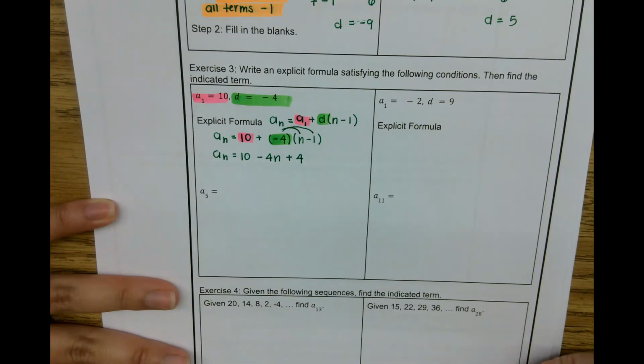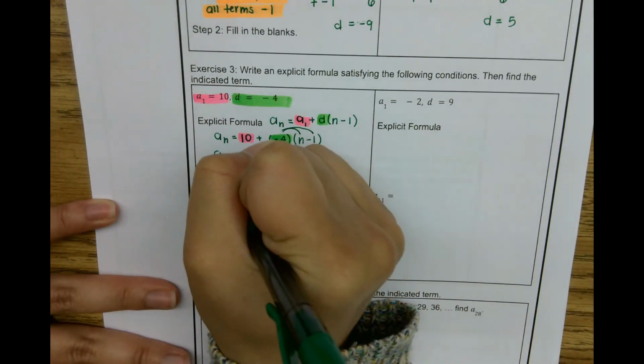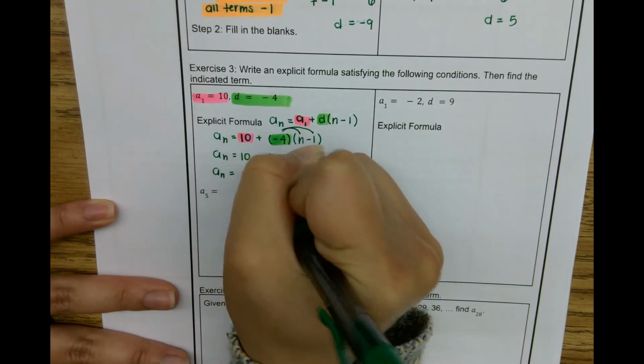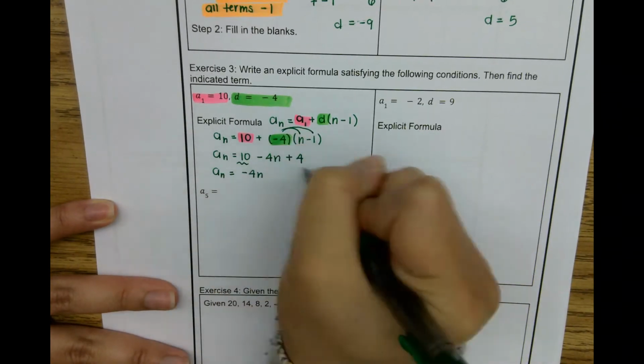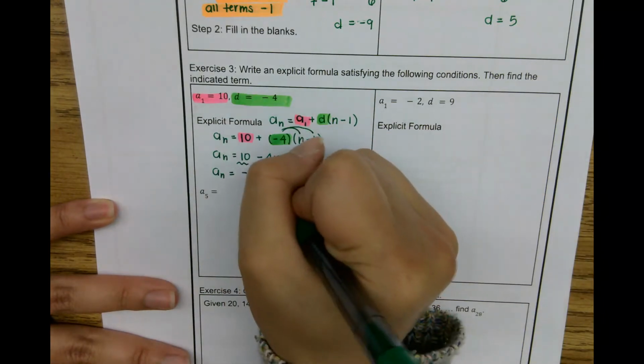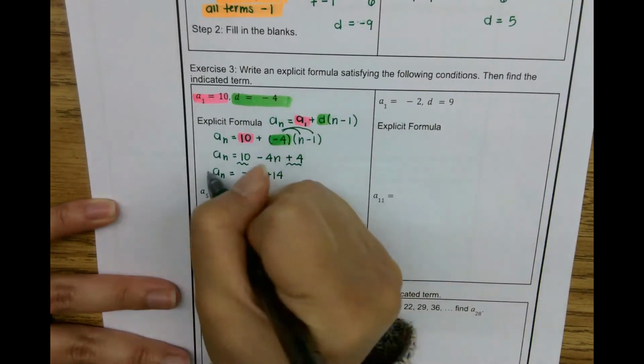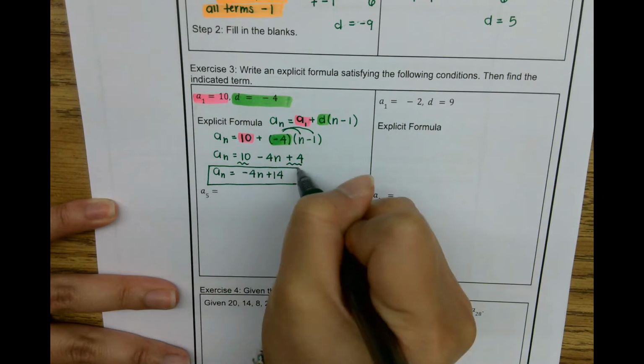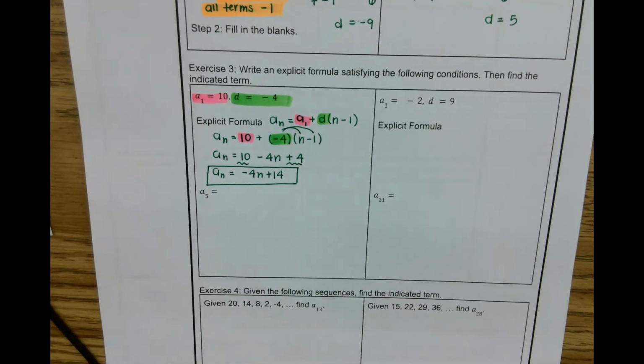Then I'm just going to clean this up a little. A sub n equals negative 4n. Let's combine like terms. 10 and 4 are like terms. They are both constants. 10 plus 4 is 14. So my explicit formula is a sub n equals negative 4n plus 14.